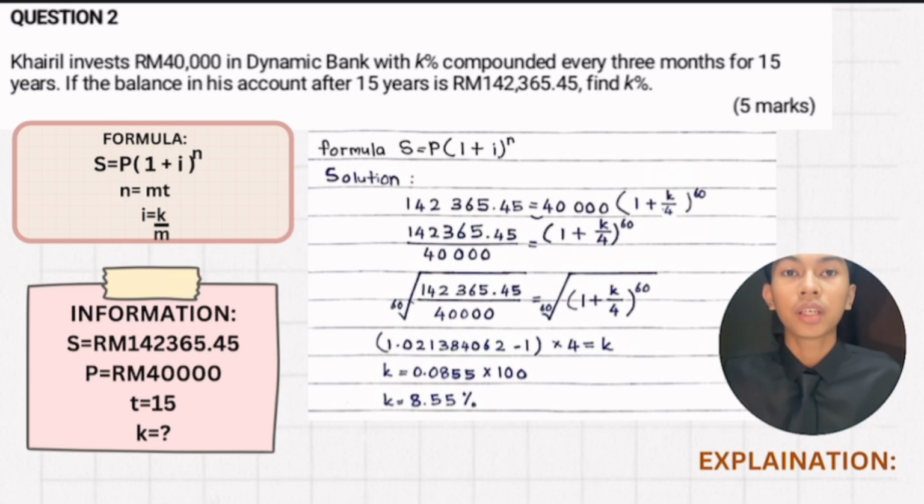And then on both sides we take the root of power 60 and solve it. We get bracket 1.021384062 minus 1 bracket multiplied by 4 equals K, and K is 0.0855, multiplied by 100. The final answer of K is 8.55%.